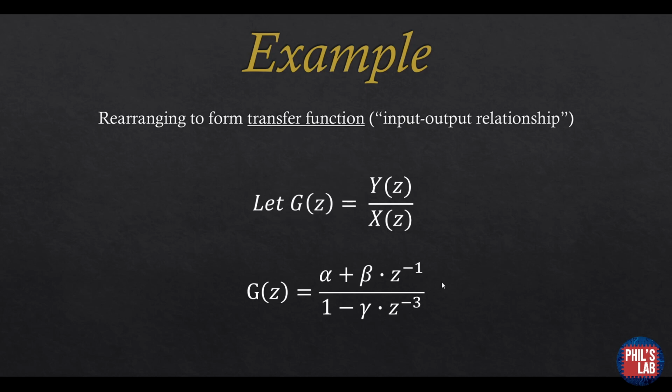And in our case, that actually rearranges for our example discrete time difference equation to alpha plus beta times z to the minus 1, divided by 1 minus gamma times z to the minus 3. And this is what we call our transfer function. And again, this is an input-output relationship of the system.